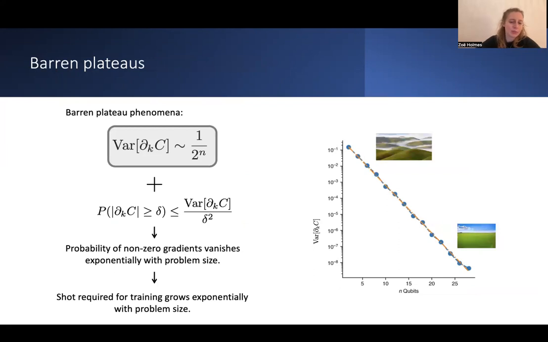Okay, so people became aware of something called the barren plateau phenomenon, where it was shown that for a wide range of different variational quantum algorithms, which ones I'll go on to in the next slide, the variance in the partial derivative of the cost vanishes exponentially with the size of your problem. So n here is the number of qubits that your variational quantum circuit acts on. If you combine this with Chebyshev's inequality, what you get is that the probability of observing non-zero gradients vanishes exponentially with problem size, and so the number of shots required for training is also going to grow exponentially with problem size. So for small-scale problems, you can have substantial gradients, and this allows for training, but for large-scale problems, your landscape becomes exponentially flat, and exponential resources, exponential time, are needed to train.